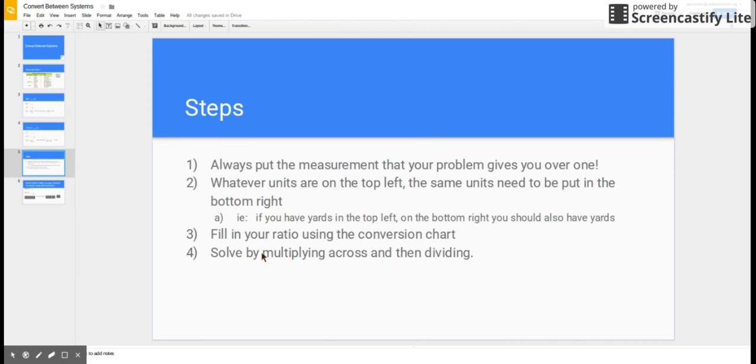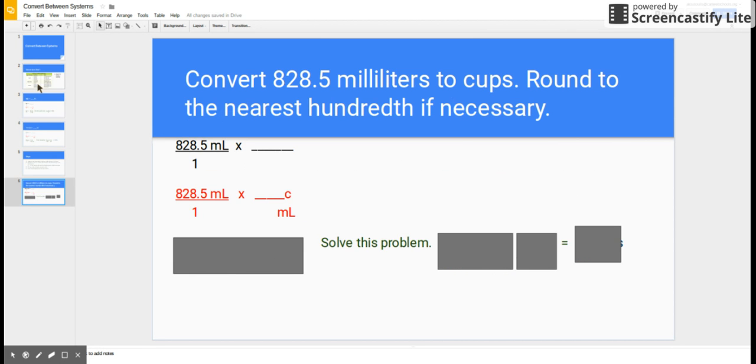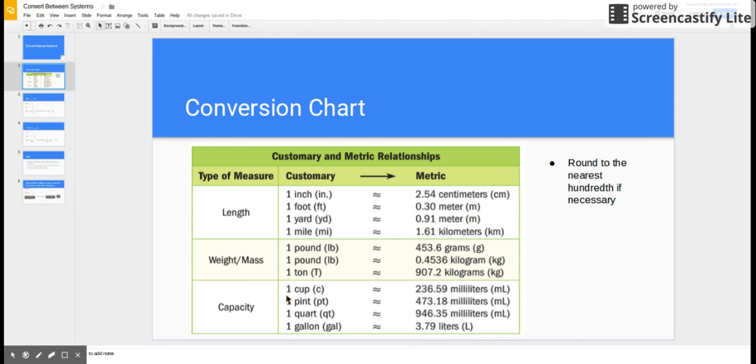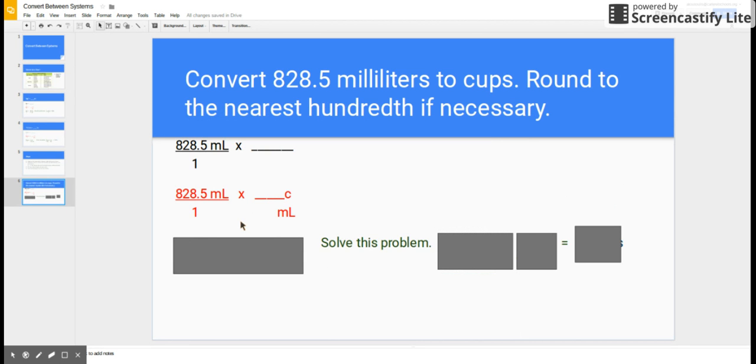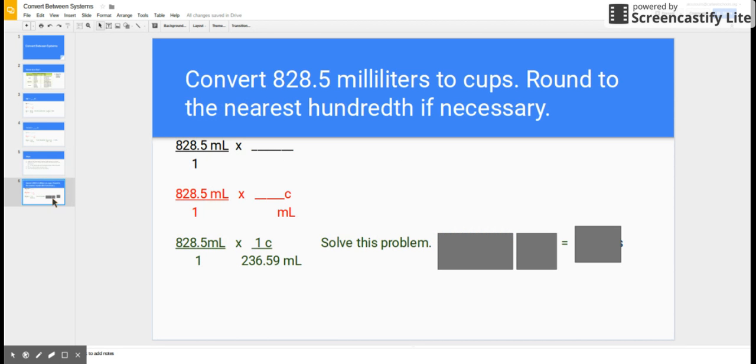And then I'm going to fill in my ratio using the conversion chart. If I'm looking for milliliters to cups, I'm going to go back to my conversion chart and find milliliters and cups. So here, 1 cup is equal to 236.59 milliliters. So I'm going to put a 1 here because it's 1 cup is equal to 236.59 milliliters. So I'm just going to fill in my ratio, and then I'm going to solve by multiplying across and then dividing.